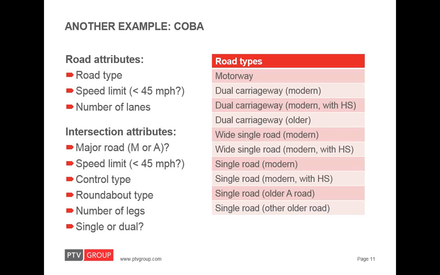I pay attention here to the fact that modern roads will have different accident rates than older roads. And again, I have a look at the number of lanes, the speed limit here only to distinguish between the rural setting and the urban setting. And at intersections, same as before, we look at the control type, the type of road, the number of legs. These are typical attributes. But as I said, accident prediction models may become much more complex. Basically, any attribute which you have in your Visum model can be used for the accident prediction model.